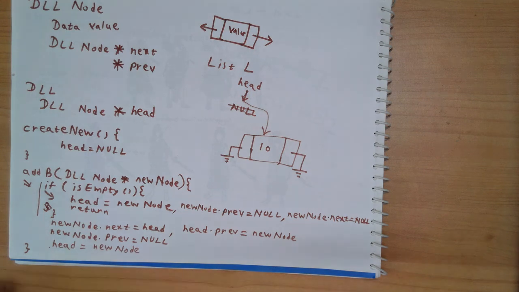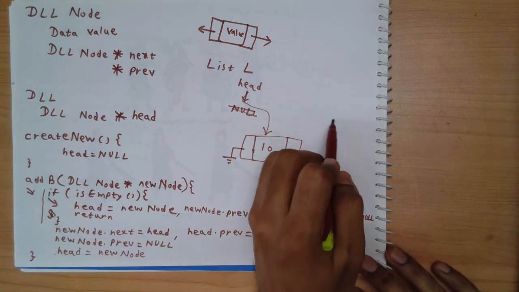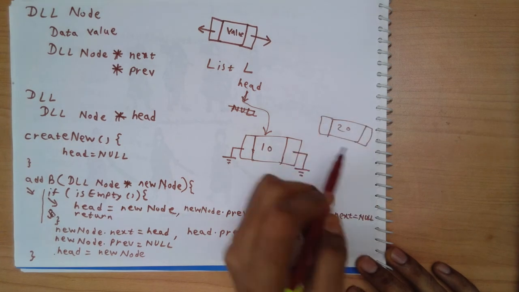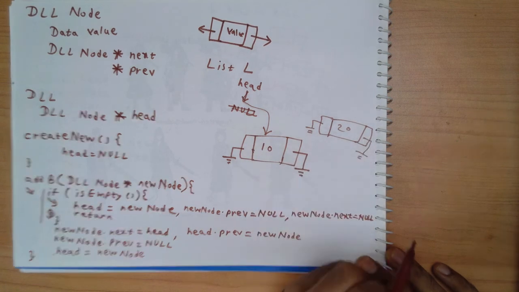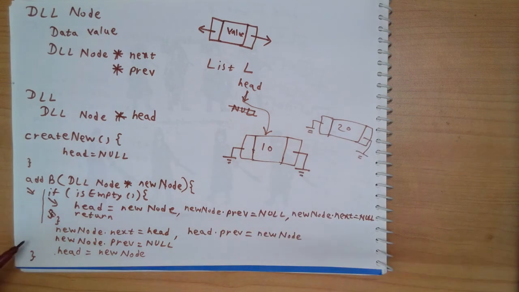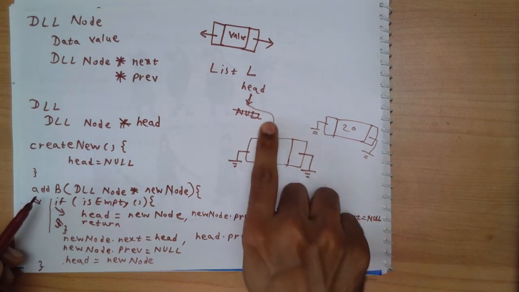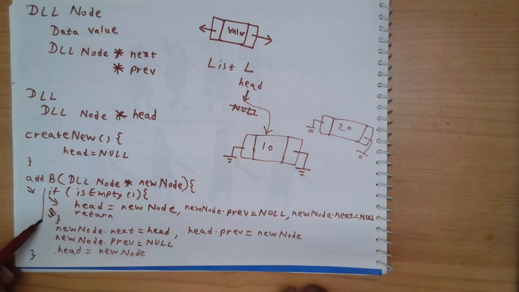So I give one more call, add at beginning with 20. Now I have one more node which contains 20. Here is the previous, here is the next. Ideally both of them should be pointing to null, but again, our code is not going to assume that. We come here and ask the question: is our list empty? Our head points to node 10, so our list is not empty. So this conditional block will be skipped.